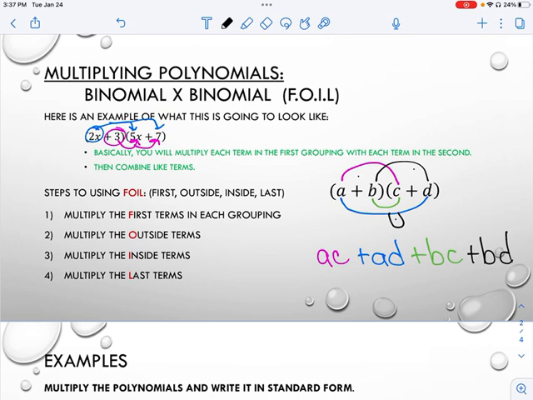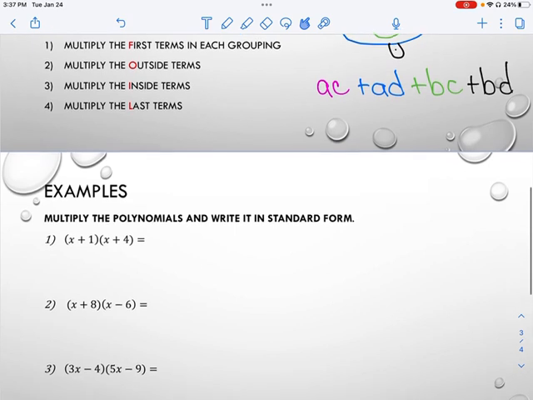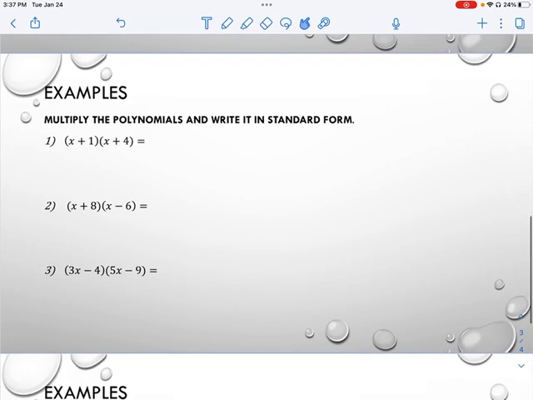So when we look at FOIL, like I said, it is just an acronym to help you remember. But basically all you're doing is the distributive property, and you're just multiplying each element from the first grouping to each term in the second grouping. All right, so let's give it a shot. So what we're going to do is we're going to start off and we're just going to do FOIL.